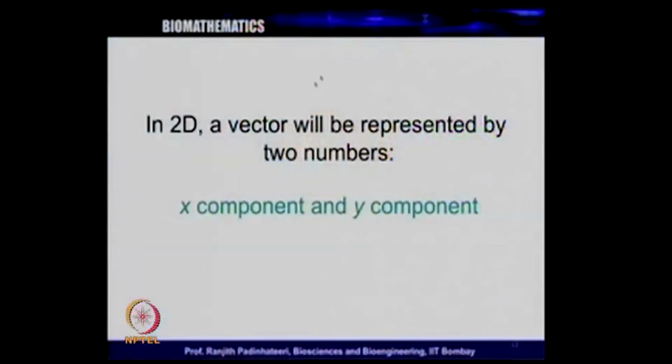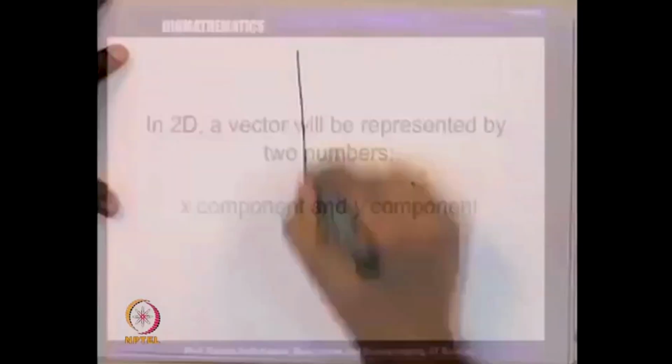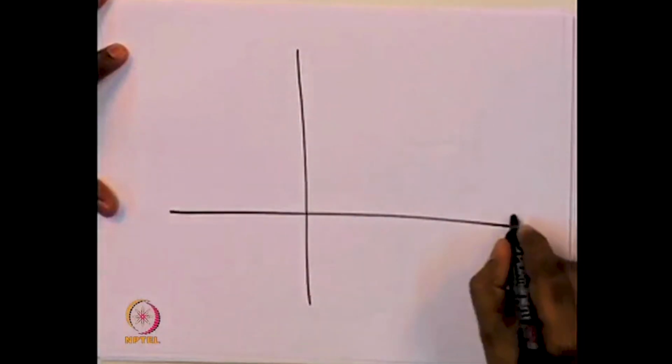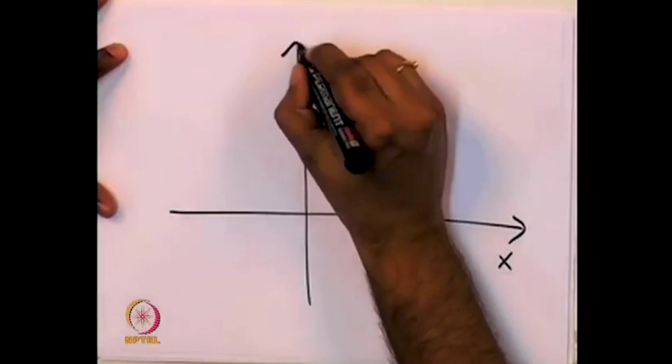So these are the x component and y component. That is the next point that I want to make. In 2D, a vector will be represented by two numbers, its x component and y component. So, let us look at a few more examples. Let us look at this paper here. Let me draw here. This is our x axis and this is our y axis.